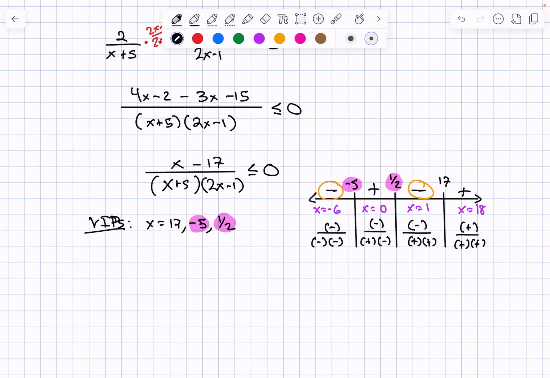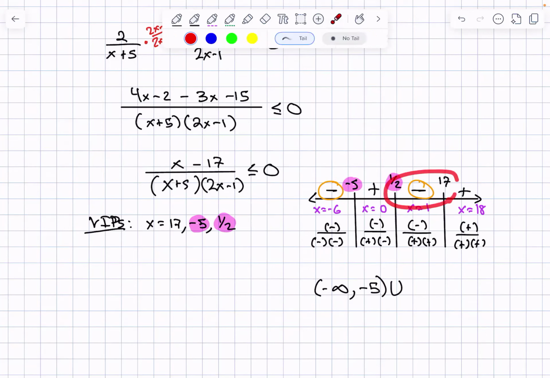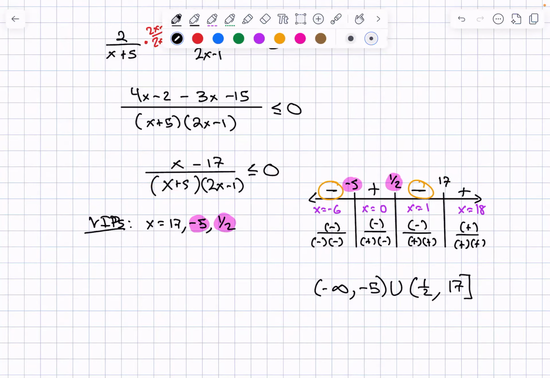So, knowing that this is a non-strict inequality, meaning that I need to worry about including things, brackets. I need to keep in mind that I cannot include negative 5, nor can I include 1/2. So the answer is negative infinity to negative 5, but I can't include it, so I use a parenthesis. Union this interval from 1/2, but I can't include 1/2, all the way up to 17, but I can include 17 because that does in fact solve this inequality. If I plug in 17, I get 0 is less than or equal to 0, which is a true statement. And that is my answer, and that will complete our little extra practice pre-lecture.